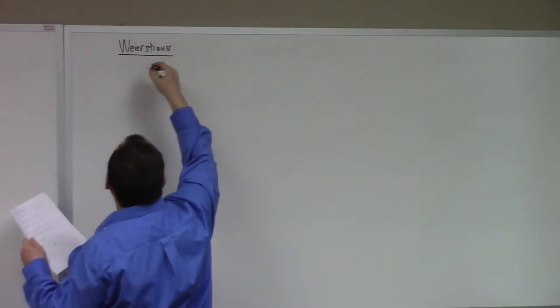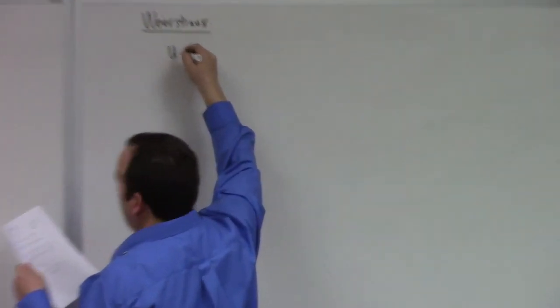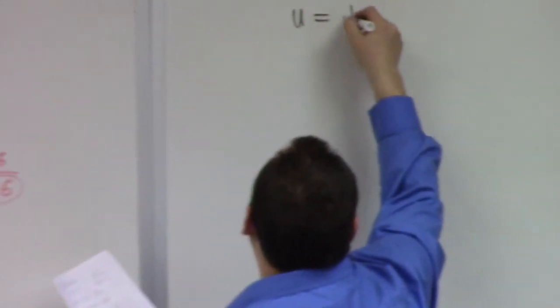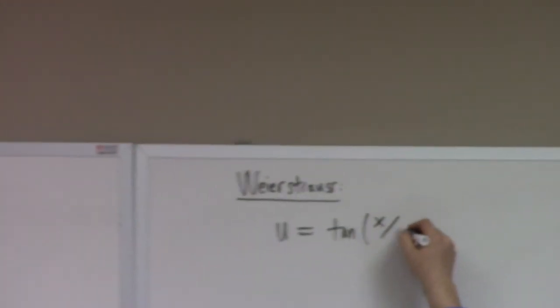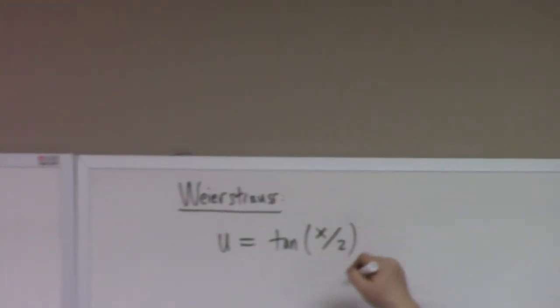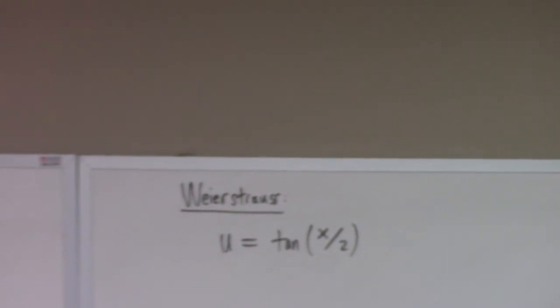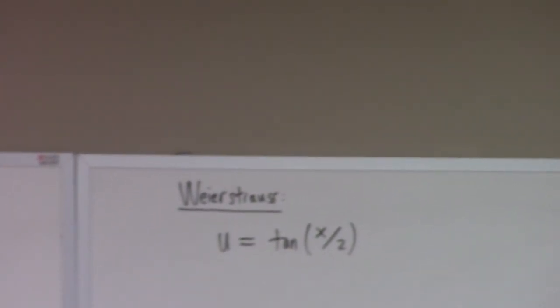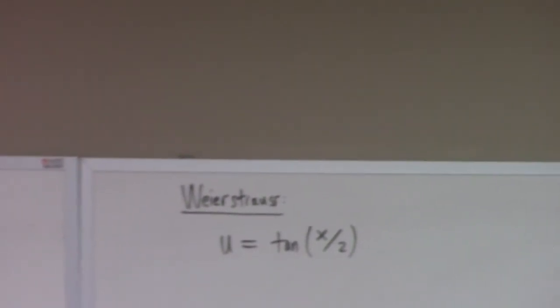But here's the idea. We let u equal the tangent of x over 2. A lot of other books use t equals tangent of x over 2 for this substitution. I'm going to stick with the book, though. u equals tangent of x over 2.